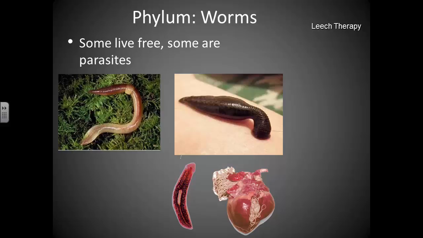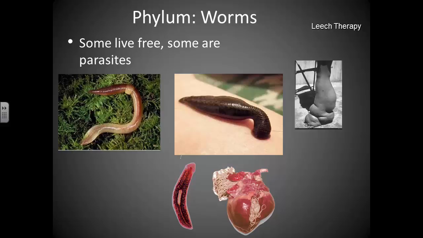That's sad. So is that the heart of the dog? That's the heart of a dog, and all this white stuff are the worms in it. Some of these parasites affect humans. This is a parasitic worm that causes a disease called elephantiasis.